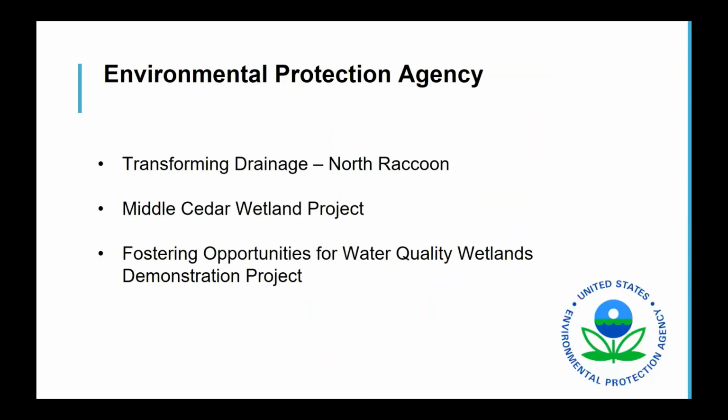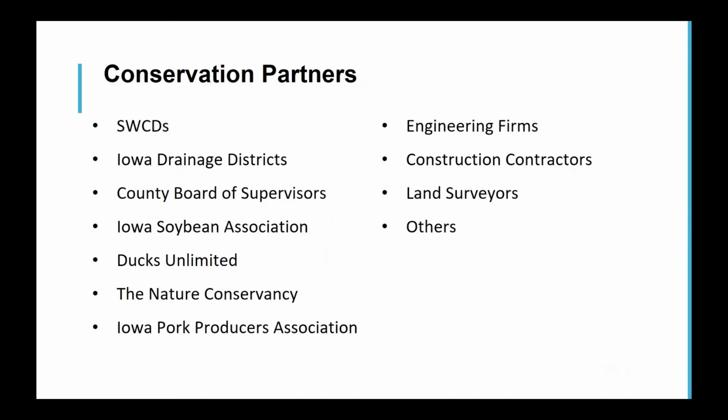Here's just a couple of different programs or projects we have with the EPA. Again, just trying to leverage outside funding from the federal government to help support these types of projects. And there are an unbelievable amount of conservation partners that go into these. Typically, the soil and water conservation districts are the ones that actually hold the conservation easements, similarly to the maintenance agreements for cover crops, saturated buffers and bioreactors. Those are typically held at the local SWCDs.